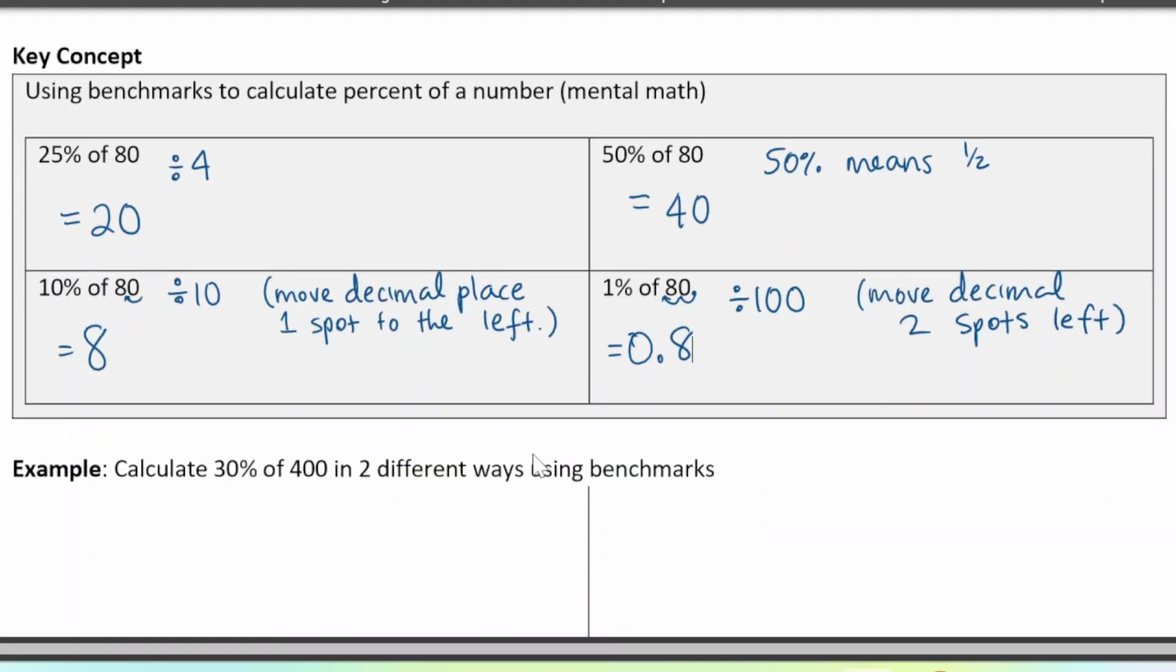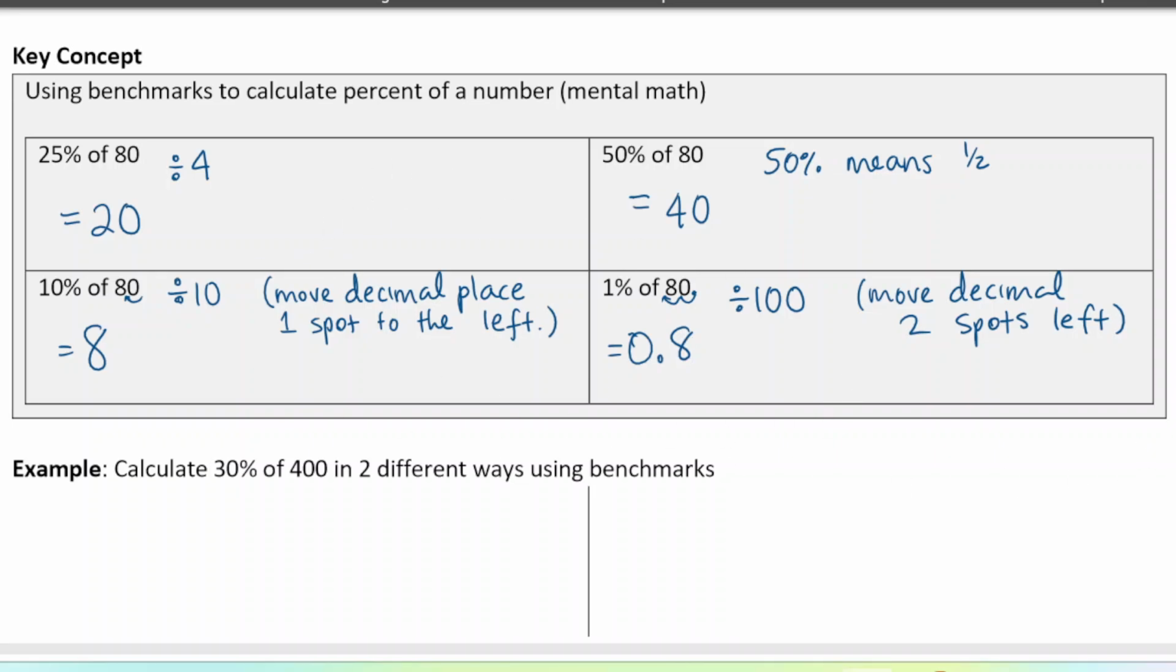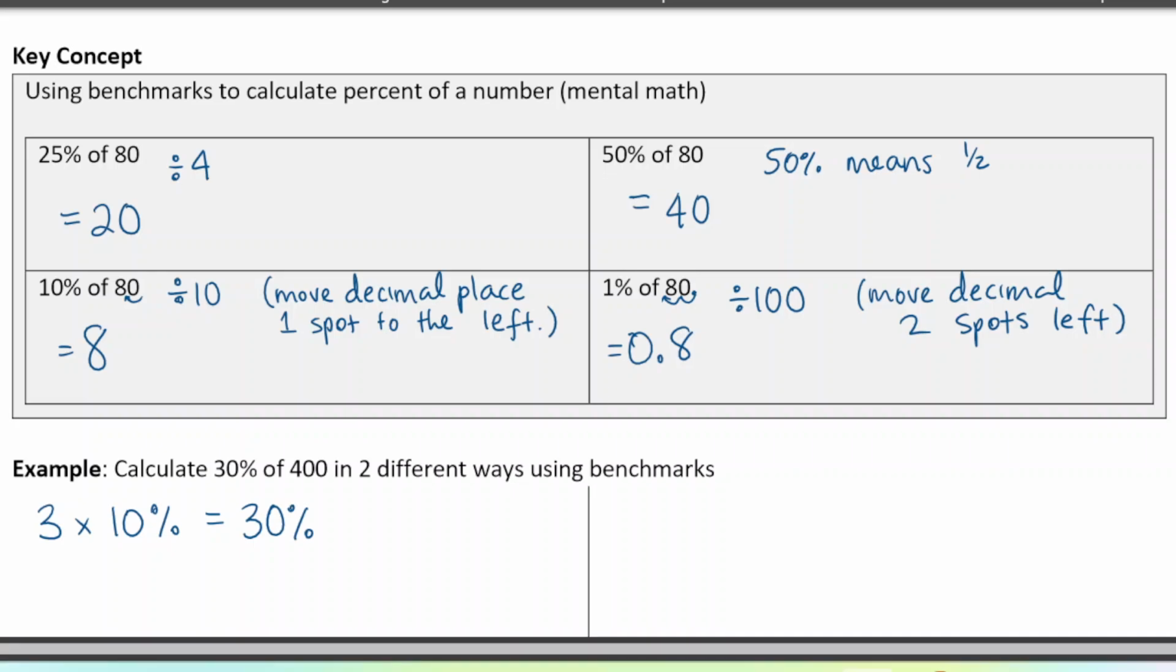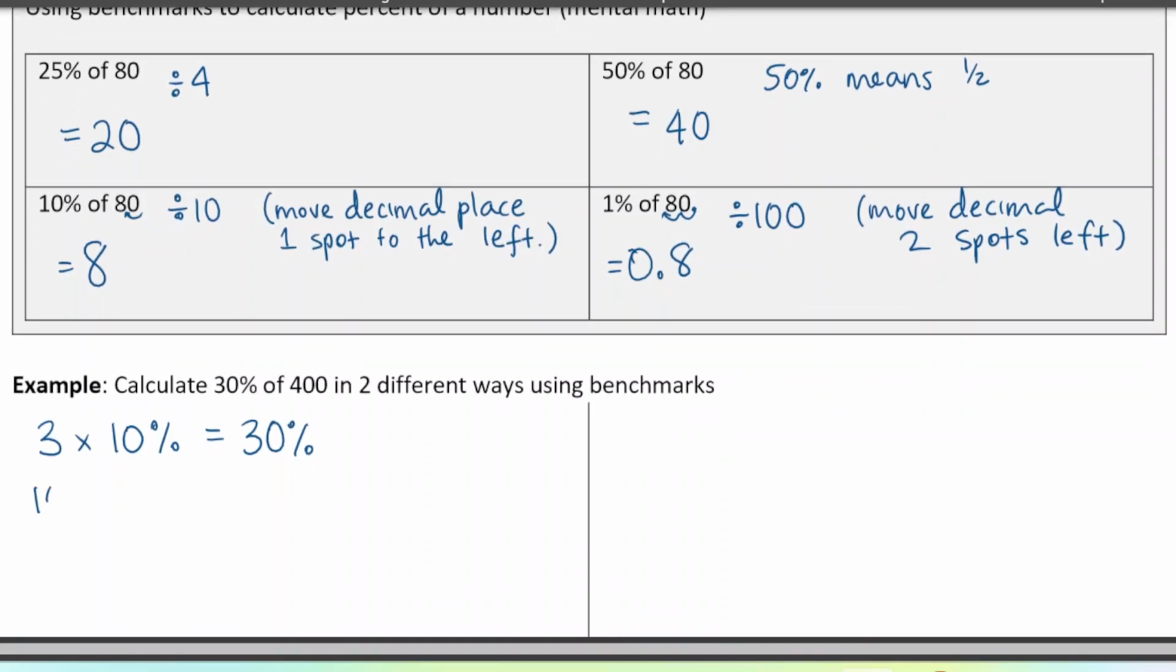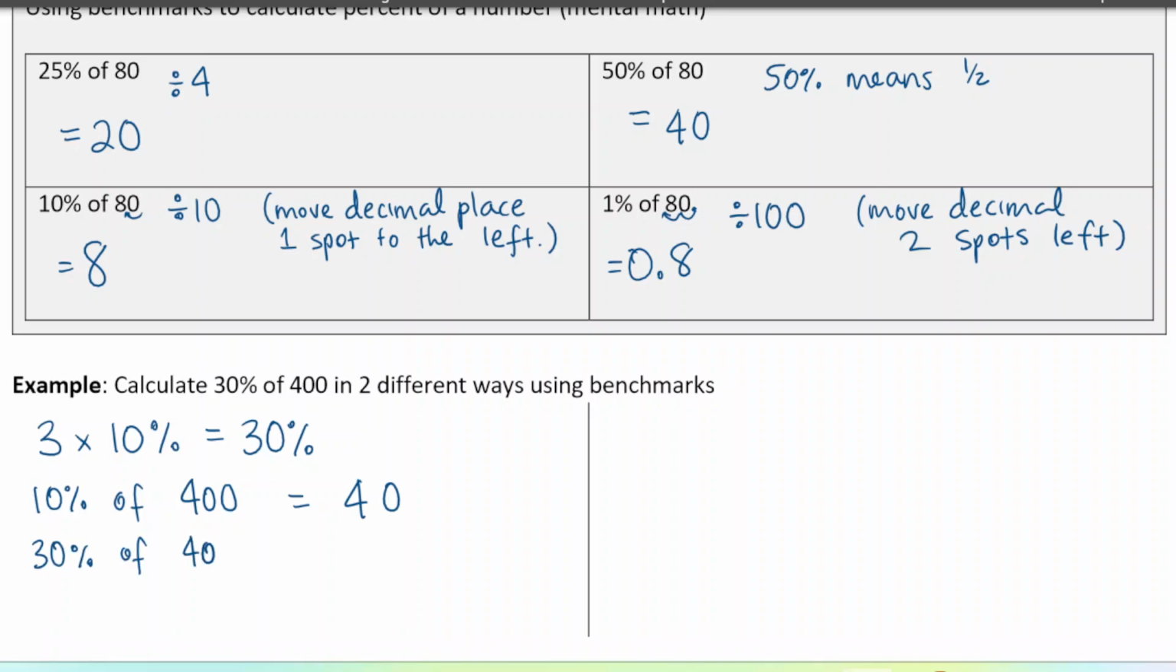If we wanted to do a more complicated one like 30%, let me show you how you would do that. We would just use the benchmarks that we already know. One way to think about 30% is 3 times 10%. So if I'm going to do 30% of 400, first I'd start by thinking, okay, what's 10% of 400? That means we just divide it by 10, so we get 40. So 30% of 400 is just going to be 3 times 40. So 120. There you go.